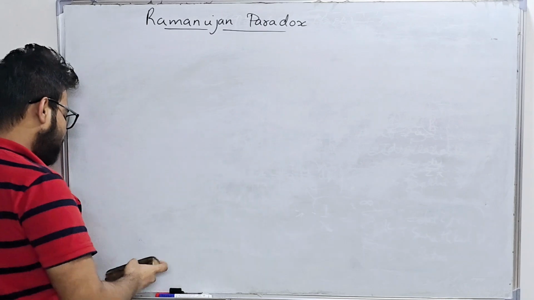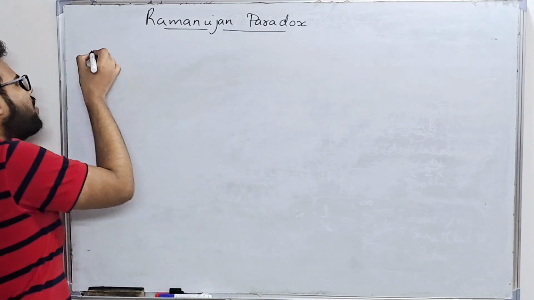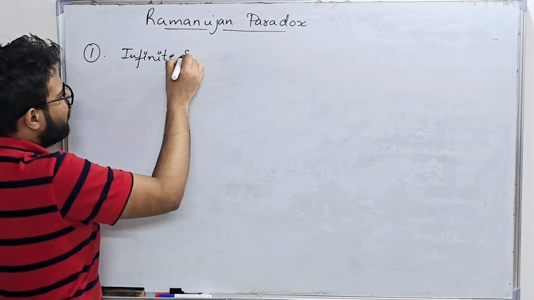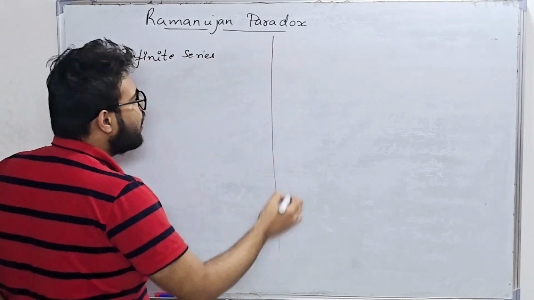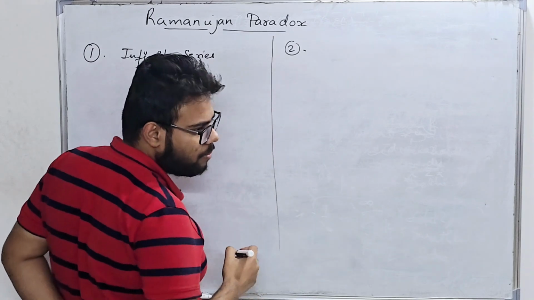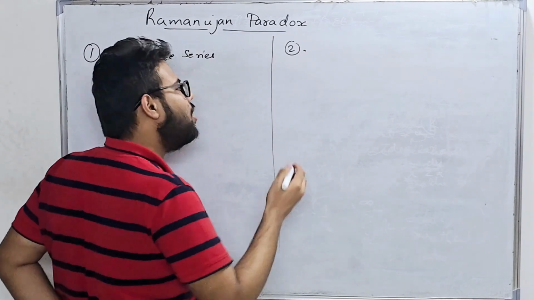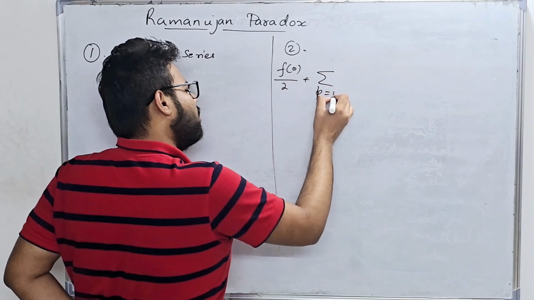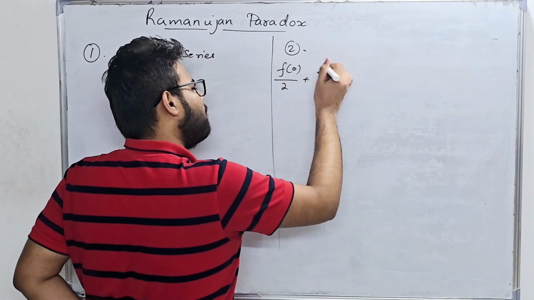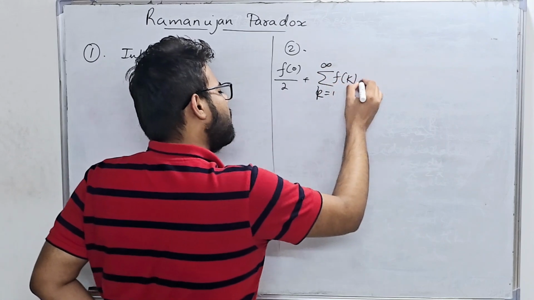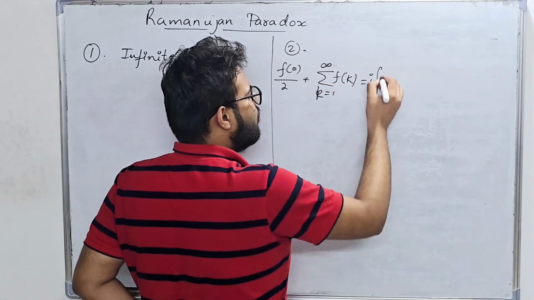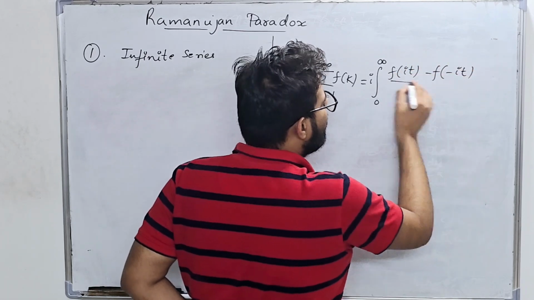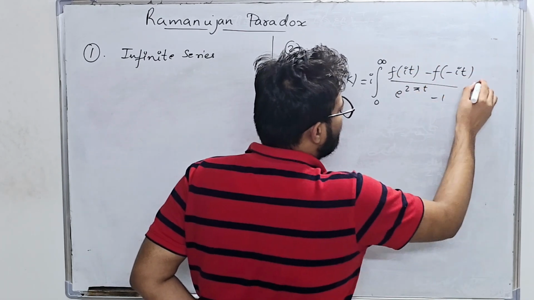And now we will get into its proof. The first method will be using infinite series, and the second method will be using an integral. Which integral? f(0) plus the sum from k equal to 1 to infinity of f(k) is equal to i times the integral from 0 to infinity of f(it) minus f(minus it) upon e to the power 2 pi t minus 1 dt.